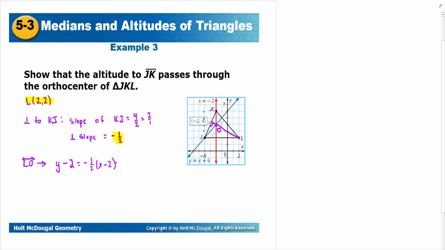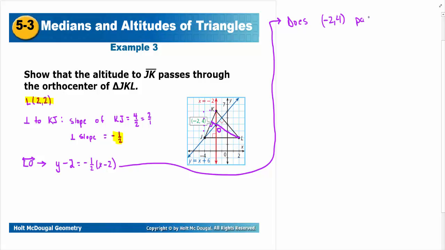Now you got to understand what I'm doing now. I want to make sure, and here's what we're trying to show, is that that equation passes through the point (-2, 4). So this is something we have not done in here before as far as I know. So the question is, does (-2, 4) pass through y - 2 = -1/2(x - 2)?